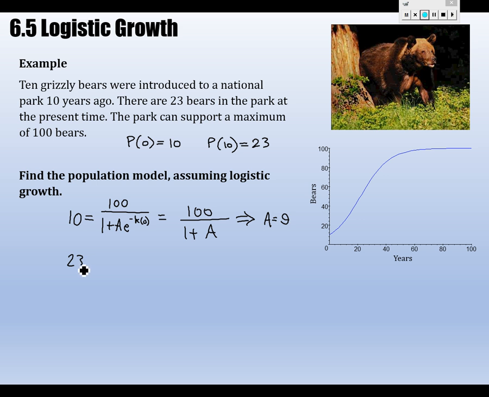And then we also have that 23 equals 100 over 1 plus 9 e to the negative k times n. So in a second you'll know what k is. Maybe 30 seconds. Take a minute to do that. Let me get my calculator. You may want to store the value of k, because I think it's not going to be a nice number like a was 9.